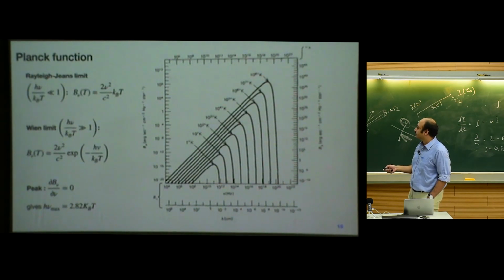Okay, and this is how the blackbody radiation looks. As you must have already known, the peak of this distribution gives you Wien's law, not a law, but just a relation, which is h nu max equals 2.82 kT. Do note that this is Wien's relation with respect to frequency.